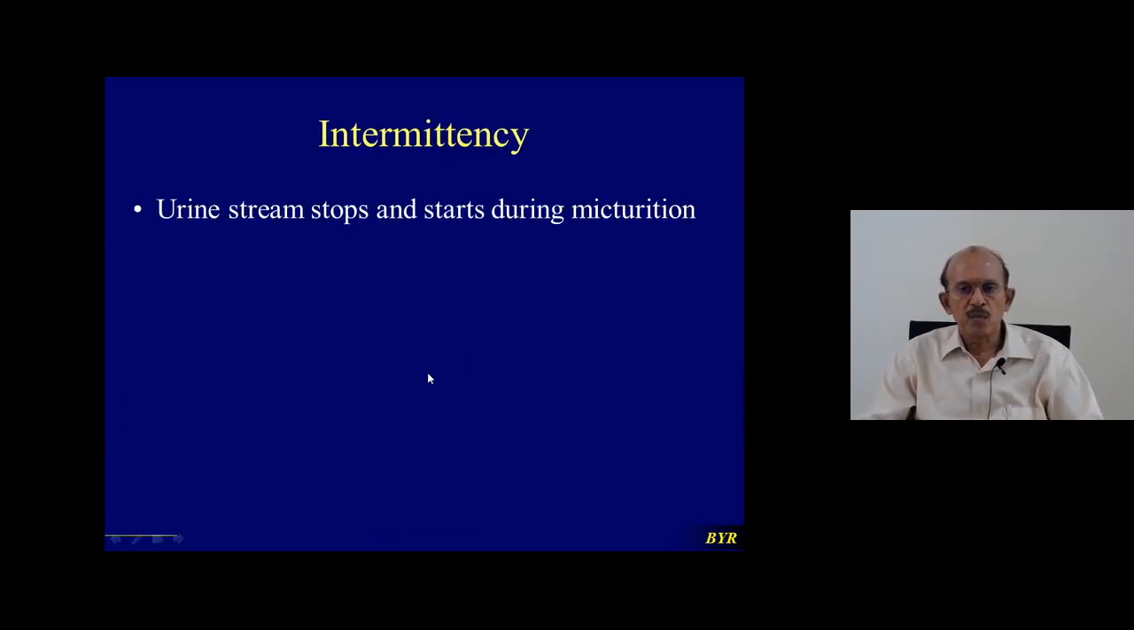Intermittency. The urine stream stops and starts during micturition. So it is not a continuous flow. It stops and starts. Stops for some time, just a few seconds, then again it resumes. So that is called intermittency. This is also a feature in case of benign prostatic hypertrophy and detrusor muscle instability.